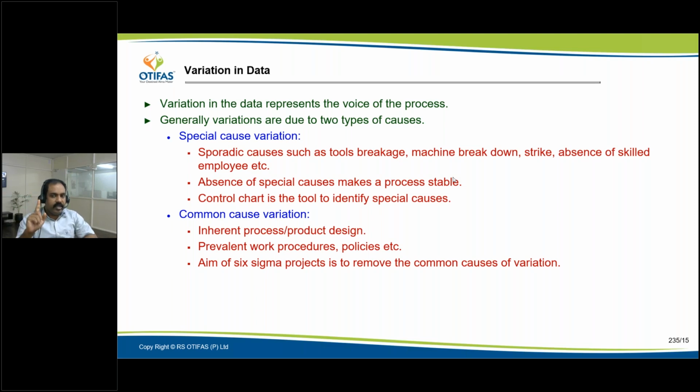Now, this variation in output is caused by which cause? A special cause, a sporadic cause. We call it sporadic because in a control chart you will have a normal graph like this, but all of a sudden the spike goes up. That is called sporadic. Sporadic reasons are one reason for variation, and there is another one called common cause variation.